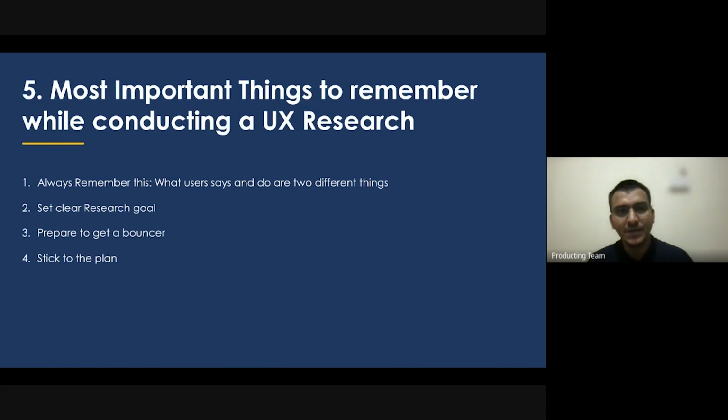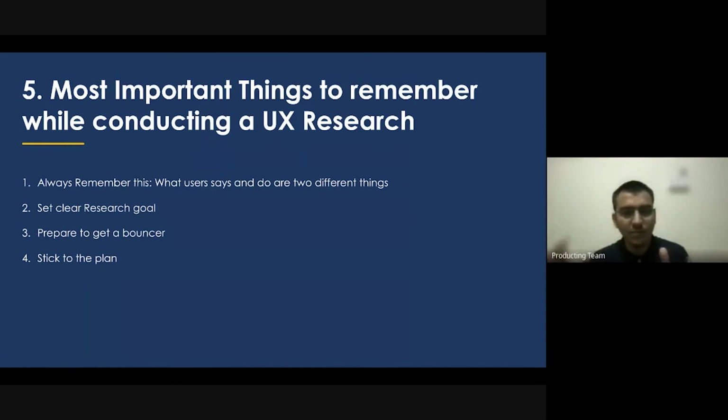Stick to the plan, right? You must have a plan. As I've informed you in an earlier slide, you should create a plan, and inside that plan there will be a set of questions which you want to ask your user, right? When the user starts explaining their pain points, it is very tempting to change the path, to understand more about that problem or something else, diverting from the current goal which we are researching. It would be very tempting, but do not do that. Write it down somewhere, but come back to the plan again.